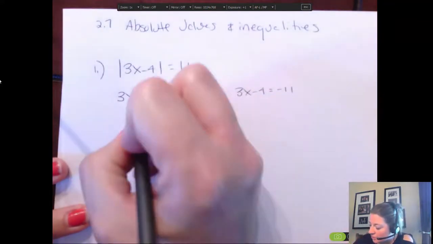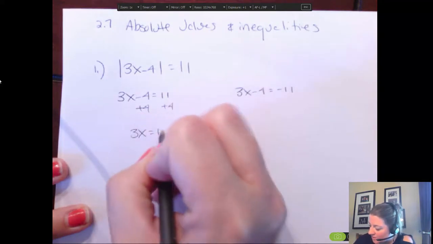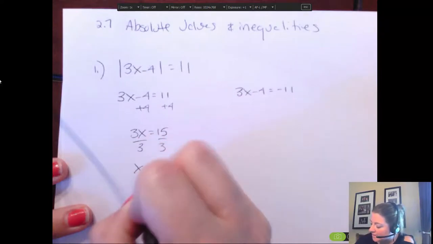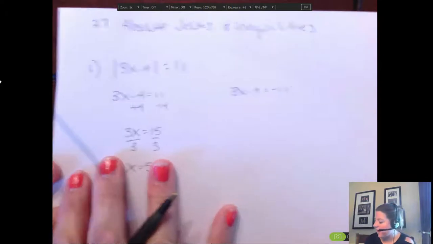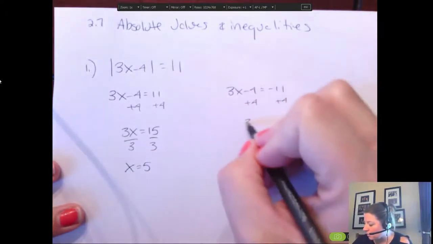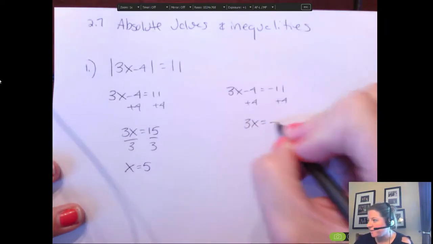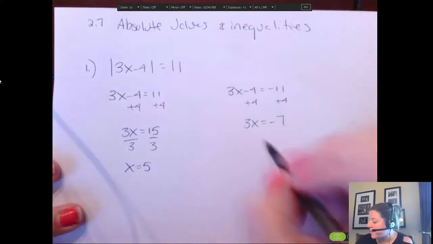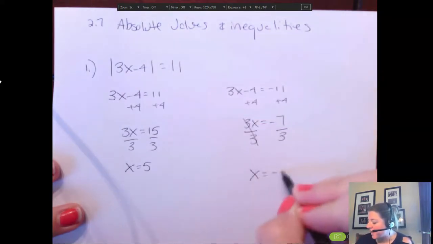So let's solve this one. First, we'd add the 4 to both sides, and I'd get 3x equals 15. Then divide by 3, and x is going to be 5. So there's our one solution, 5. The other solution, we'll do the same thing, add 4, and I'll get 3x equals negative 11 plus 4, which is negative 7. Divide by 3, and I'm going to get a fraction, and just leave it negative 7/3.